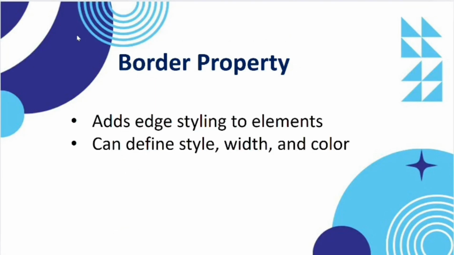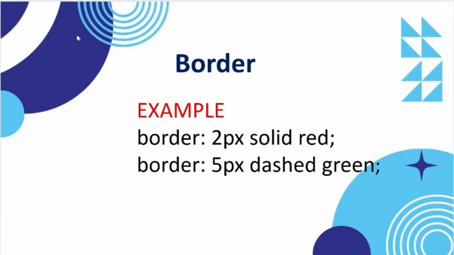Let's add some styles to our boxes with borders. CSS borders define the edges of an element. You can control width, style, color. Borders help define sections and are great for visual structure. Let's see an example. Border is 20 pixel solid red and a 5 pixel dashed green. We will see the visual representation in the next slides.